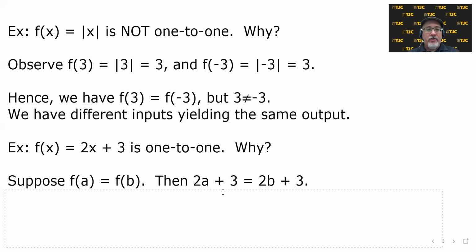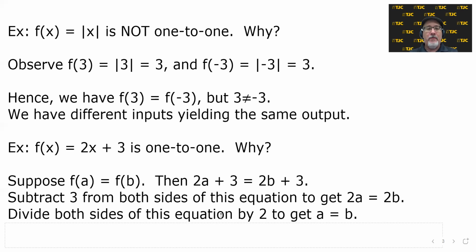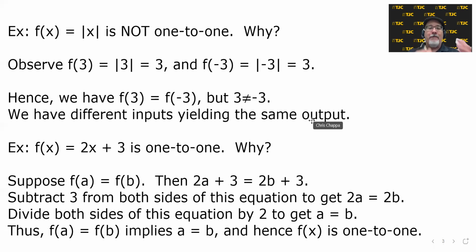Okay, so let's suppose f of a equals f of b. Then using our function, this means 2a plus 3 is equal to 2b plus 3. Well, we could subtract 3 from both sides of this equation. The 3's would cancel on both sides and give us 2a equals 2b. And then we could divide both sides of this equation by 2. That would cancel all the 2's and give us a equals b. Thus, f of a equals f of b implies a equals b.